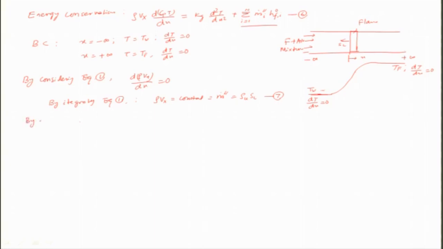By integrating the momentum equation, that is equation 2, between station 1 and station 2. Let us say this is station 1 and this is station 2, something away. If I integrate this equation, what will I get? I will get rho v x square, from station 1 to 2, is equal to dp, of course this will be minus, 1 to 2.